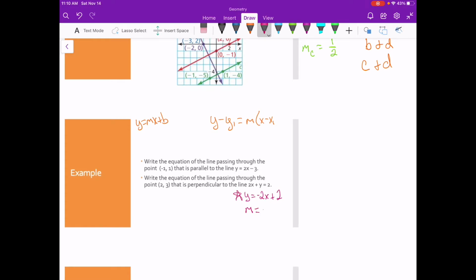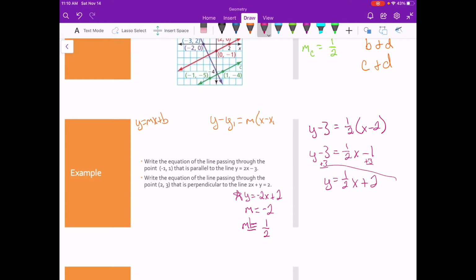Our slope here is -2, and we want to be perpendicular. So we want our perpendicular slope to be the negative reciprocal. So it's going to be positive 1/2. Then I'm going to use point slope form again. So y minus 3 equals 1/2 times x minus 2, and solve for y. So 1/2 x minus 1, add 3 to both sides, y equals 1/2 x plus 2. So that is the equation of our perpendicular line.